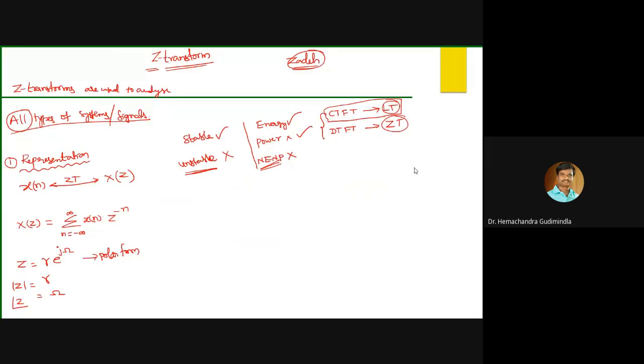Now, Z transform, how will we represent x of n? Z transform is X of z, where X of z is equal to summation n equal to minus infinity to infinity x of n z power minus n, where z is r e power j omega, that is also called the polar form. Now, magnitude of z is r, phase angle of z is omega.